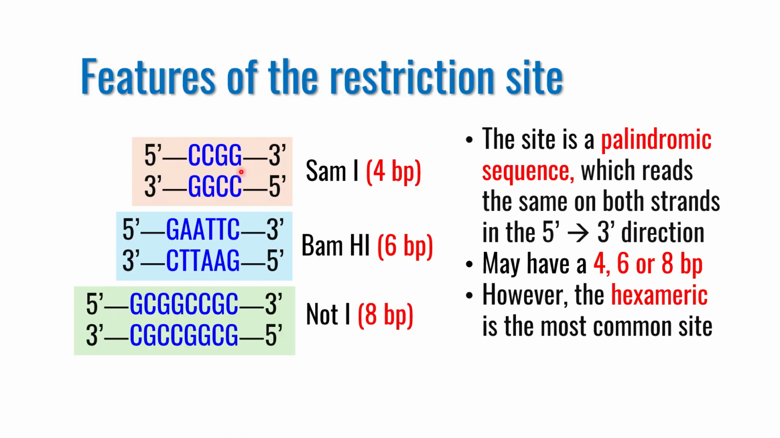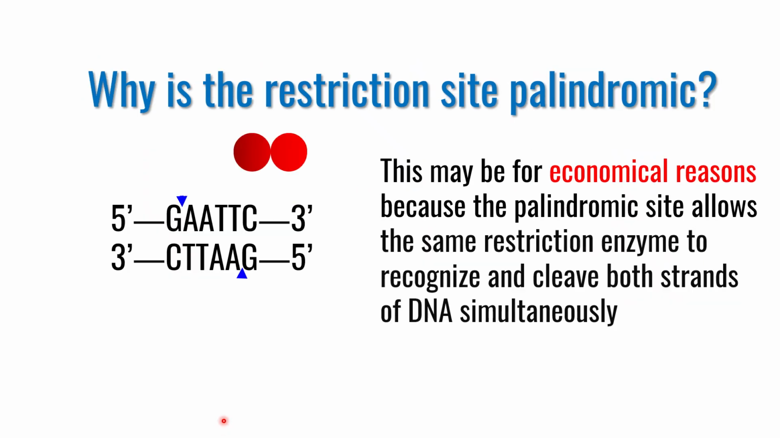Features of the restriction site. The site is a palindromic sequence which reads the same on both strands in the 5' to 3' direction. It may have 4, 6 or 8 base pair, however the hexameric site is the most common one. Did you ever think why is the restriction site palindromic? This may be for economical reasons because the palindromic site allows the same restriction enzyme to recognize and cleave both strands of DNA simultaneously.